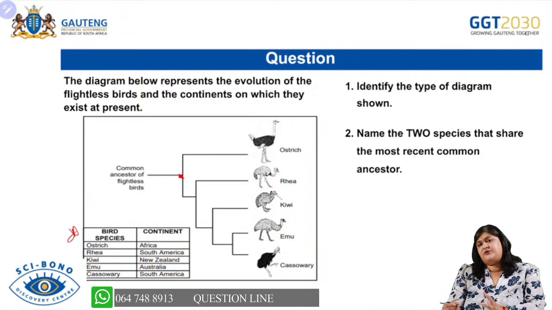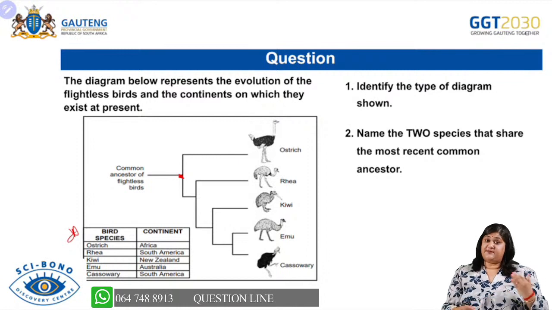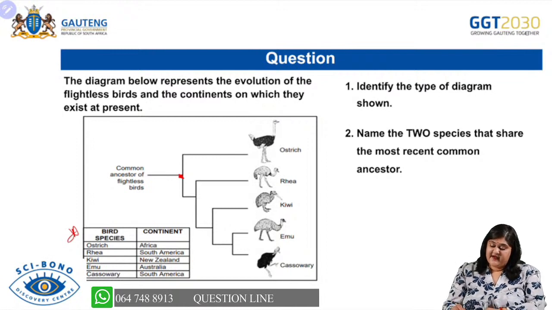Have you noticed that they almost always ask this question? Okay, you need to be able to identify that this is also a phylogenetic tree. Yes, it looks a bit different. This one doesn't have a scale, but it is still a phylogenetic tree. Identify the type of diagram shown. Phylogenetic tree, sorry, we did that one.